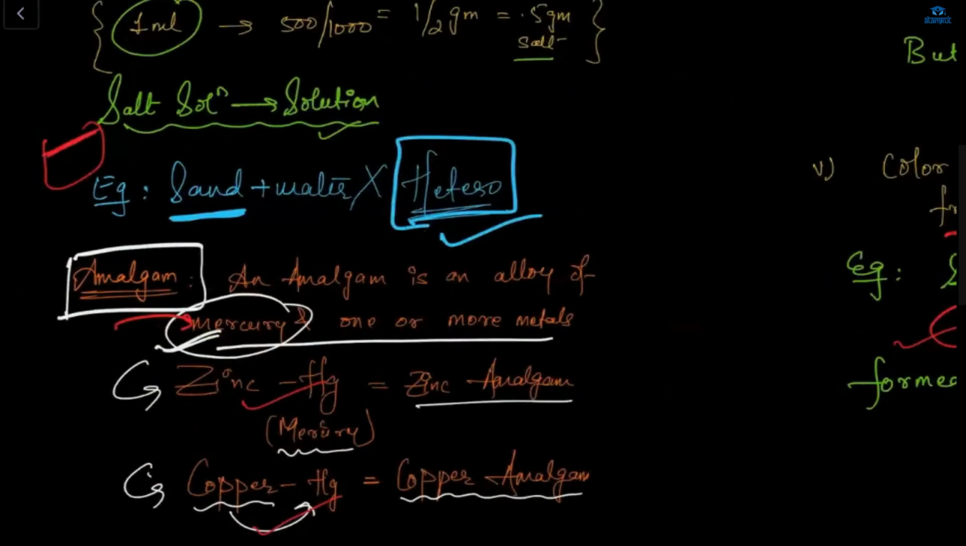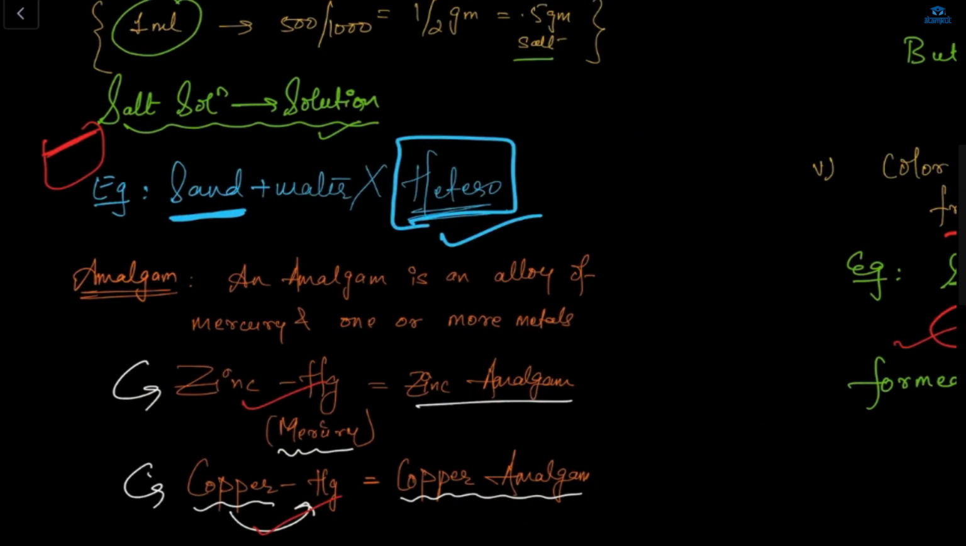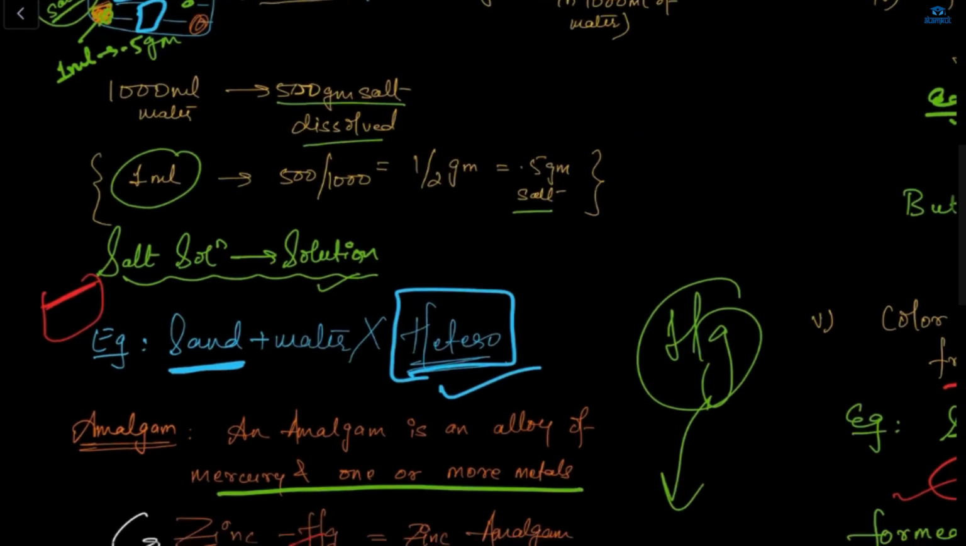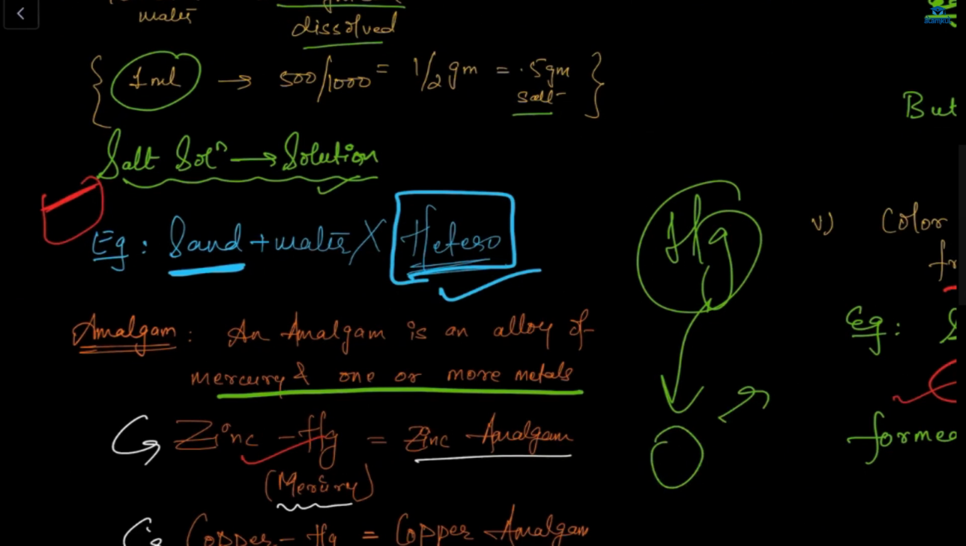And what is amalgam? Amalgam is an alloy of mercury and one or more metals. For example, zinc and Hg will become zinc amalgam. Why? Because Hg is mercury, and if mercury is one of the components, we can call it amalgam, है ना? Copper क्या है? Copper and Hg अगर हम लोग लिखेंगे, so it will be copper amalgam. ठीक है? If Hg is mixed with any other metal, we write that particular metal, and after that we write amalgam as well. ठीक है?